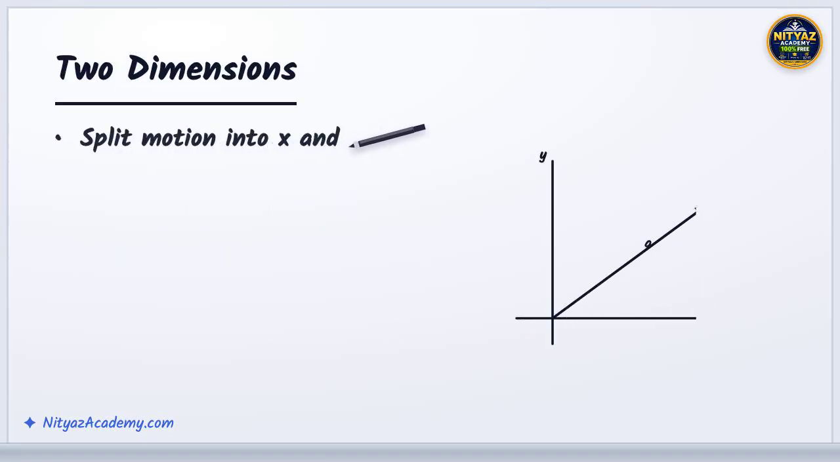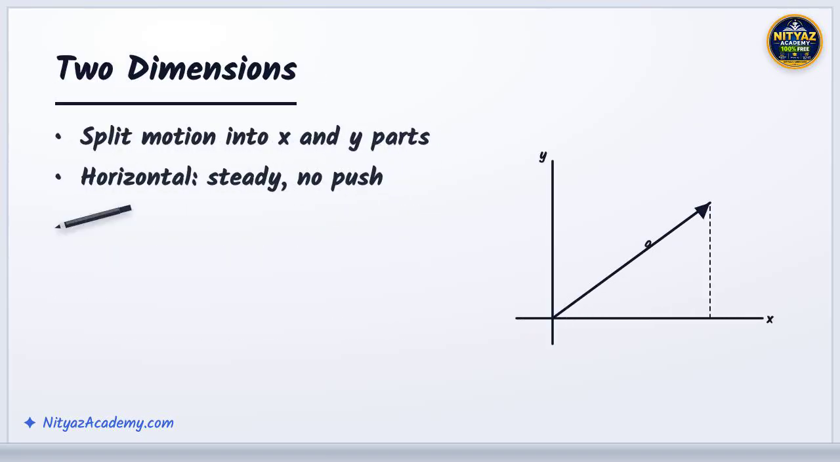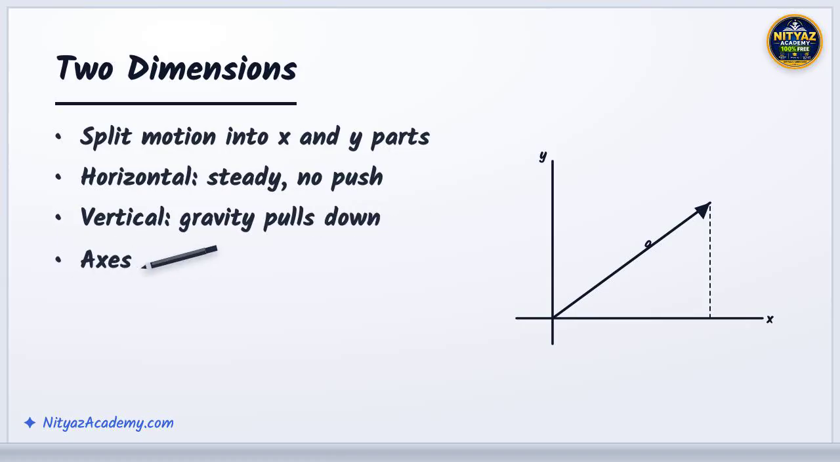In 2 dimensions, the trick is to split motion into separate horizontal and vertical pieces. A thrown ball moves sideways at a steady rate, while gravity tugs it downward, curving its path. The beautiful part is that these 2 directions act independently of each other. Solve each axis on its own, then combine them, and even a graceful arc becomes simple.